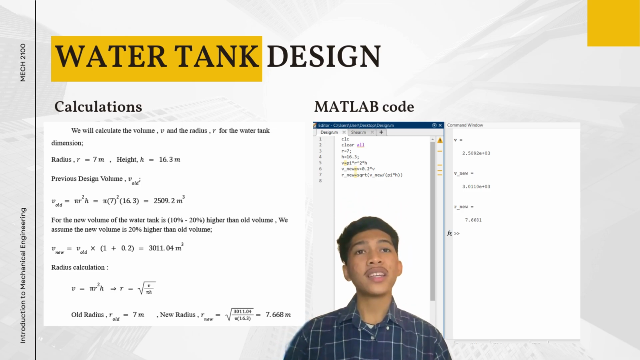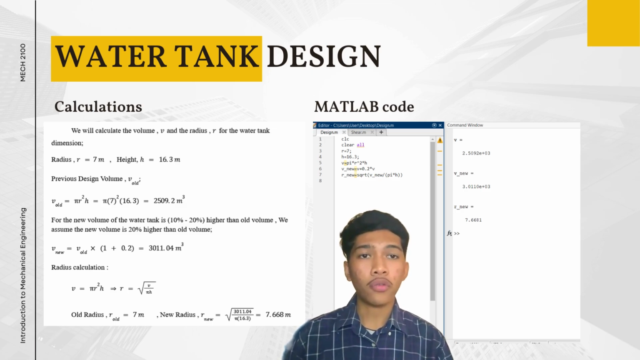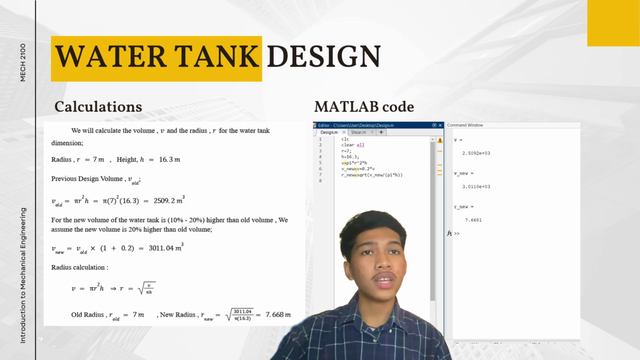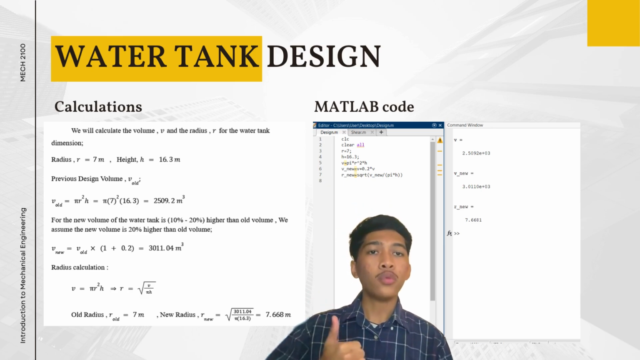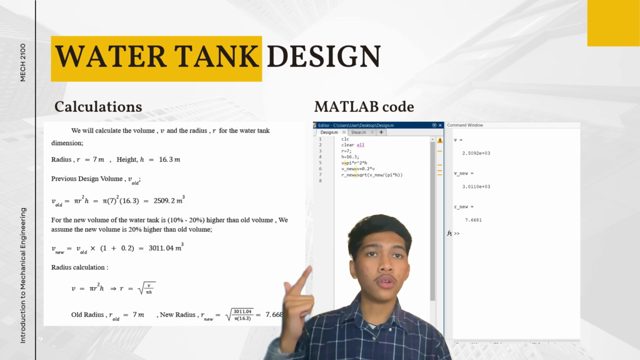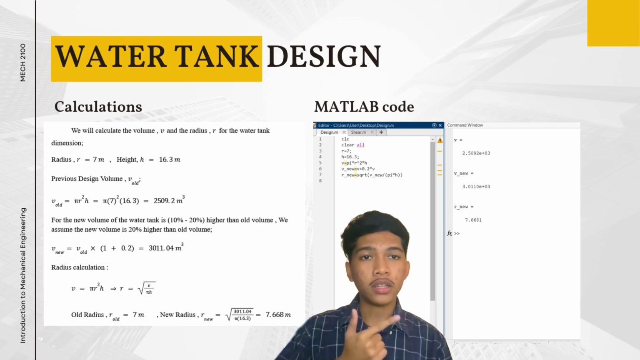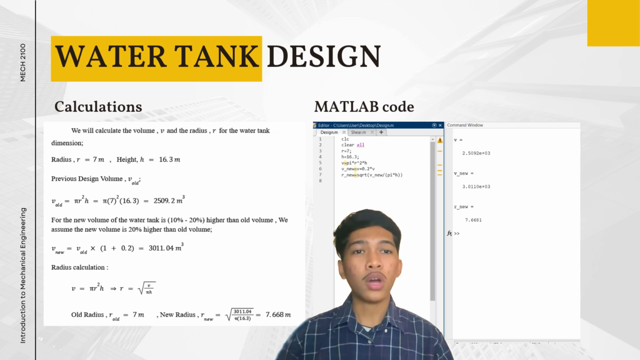So we compare it to the MATLAB code. This is our coding. We substitute the initial value of R, the initial value of H, and then the formula of the volume of a cylinder. We substitute the formula of the new volume, and also the formula of the new radius. From the MATLAB we get the same answer as our calculation.